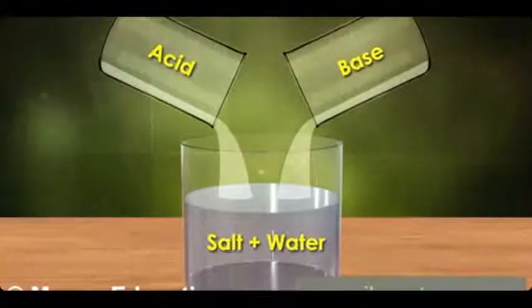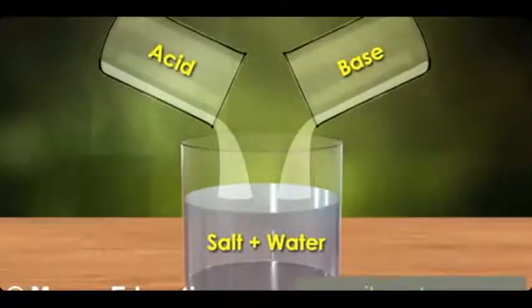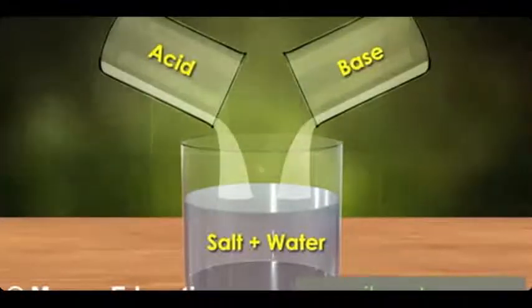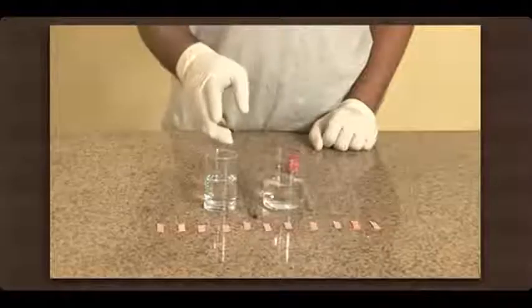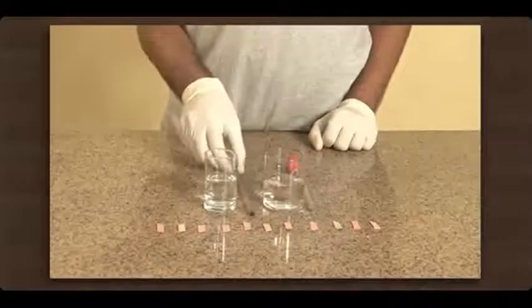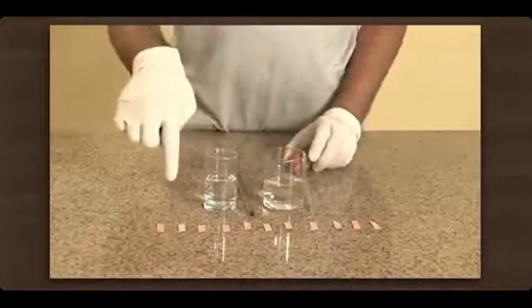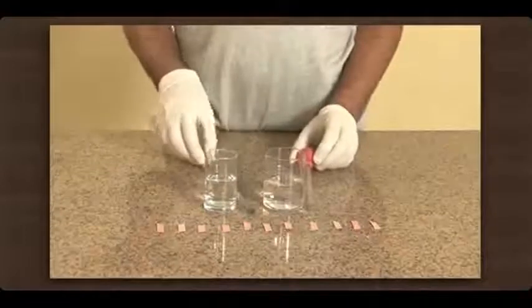Whenever an acid is mixed with a base, a salt and water will be formed as a product of the reaction. Let's learn what neutralization is by doing an experiment. We have taken hydrochloric acid, dilute solution of sodium hydroxide, droppers, and litmus paper strips. Let us start the experiment.